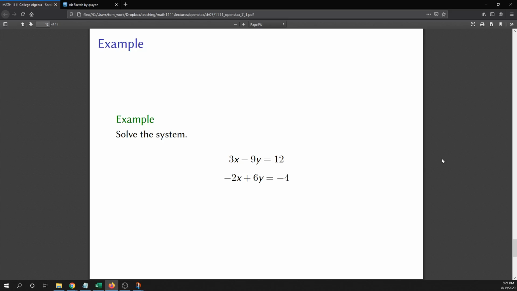All right, in this video, we are going to solve the following linear system: 3x minus 9y equals 12, minus 2x plus 6y equals minus 4. In this example, we're going to actually wind up with no solution. So I'm going to go ahead and tell you what happens, so you can see what happens when you have one of these no solutions.